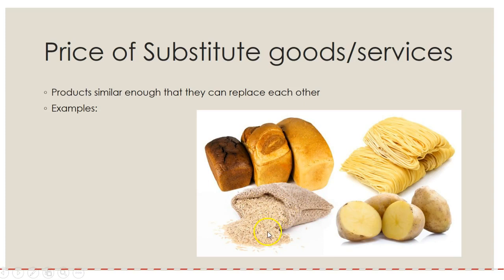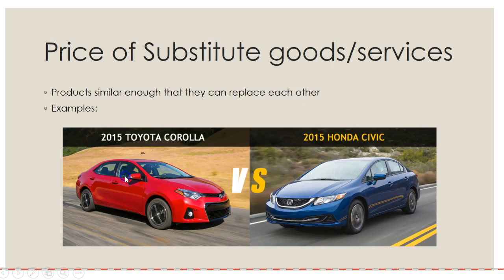Bread, rice, potato, pasta. These things can replace one another in a meal and serve the same nutritional value, more or less. And so that's what we mean by substitute. Same with Toyota Corolla, Honda Civic. They serve pretty much the same income bracket and have a generally same level of quality.